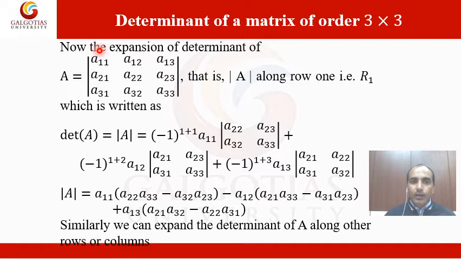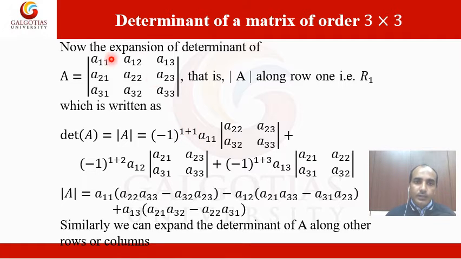For this, consider a determinant of 3 cross 3 and expand this determinant along the first row, that is R1. So we write here the formula how to expand this determinant along the first row. The first element of the first row is A11. So we write here A11. Now multiplied with minus 1 to the power sum of position of this first element of first row. The position of this element is first row and first column. So we write minus 1 to the power 1 plus 1.